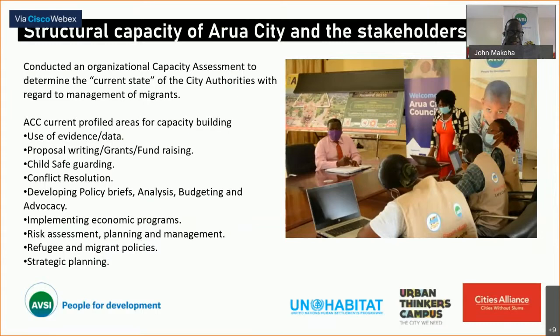Part of what we have done is to carry out an organizational capacity assessment for Arua City. This capacity assessment is helping us to see the profiled needs. For example: the use of data, proposal writing, child safeguarding, conflict resolution, developing policy briefs, analysis, budget and advocacy, implementing economic programs, risk assessment, planning and management, refugee and migrant policies, and strategic planning. These are the needs that came out when we were doing the organizational capacity assessment for Arua City.